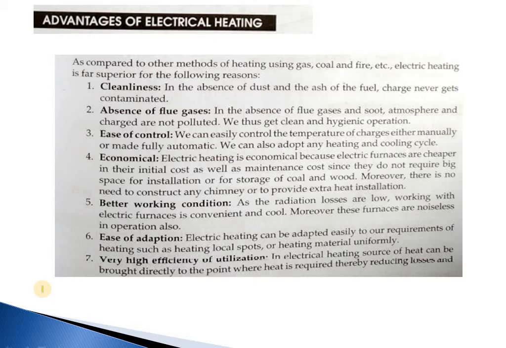Secondly, absence of flue gases. In the absence of flue gases and soot, atmosphere and charges are not polluted. We thus get clean and hygienic operation. Thirdly, ease of control. You can easily control the temperature of charges either manually or make it fully automatic. You can also adapt any heating and cooling cycle.